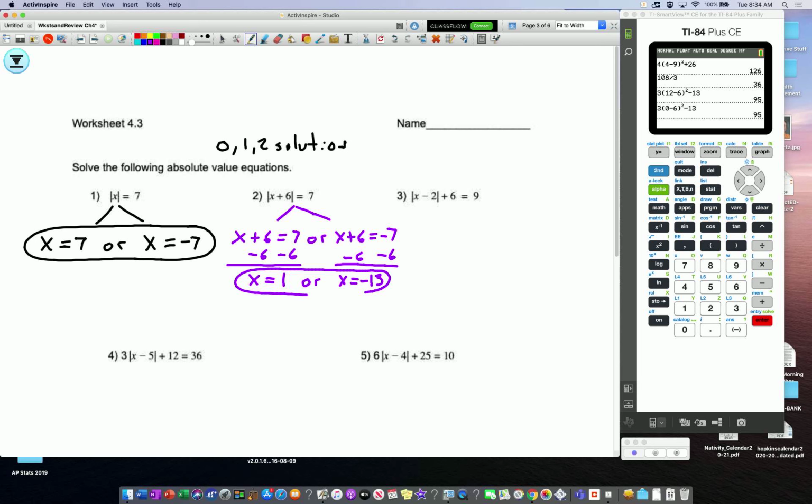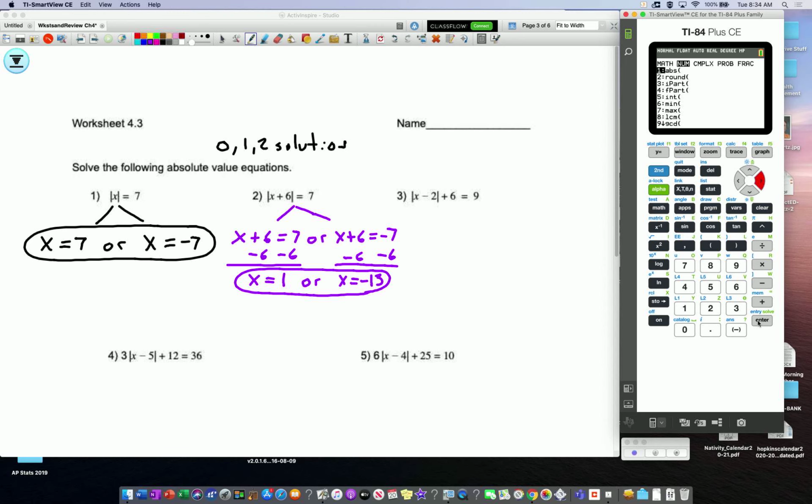Now what's always good is to check your answers. I didn't check the first one, but trust me, it is right. But let me at least check the second one. I go math, right arrow to select my absolute value symbol. Now I'm going to type in 1 plus 6. That better be 7. Then I go math, right arrow, absolute value, -13 plus 6. And that better be also 7. Just like that, we got the first two done.